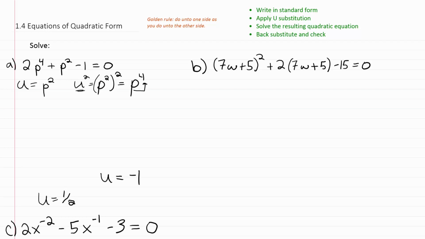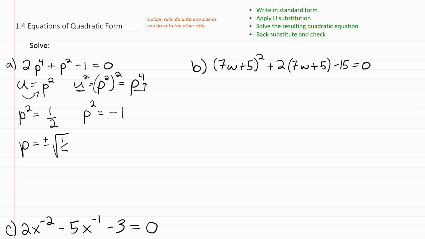What I mean by that is, if u is equal to 1/2, then since u is p squared, p squared is equal to 1/2. And likewise, if u is equal to negative 1 over here, then p squared is equal to negative 1, because remember, u and p squared are the same thing. And to solve for just p, I'm going to take the square root of both sides, right? So I'll have p is equal to plus or minus the square root of 1/2. And again, p is equal to plus or minus the square root of negative 1.